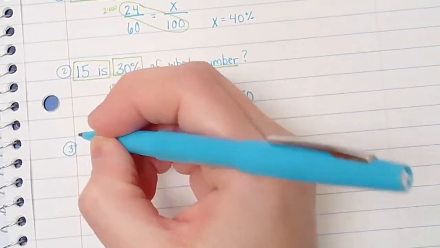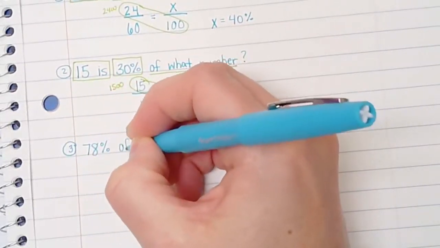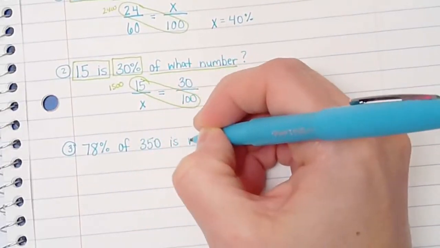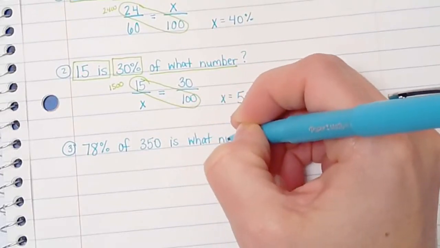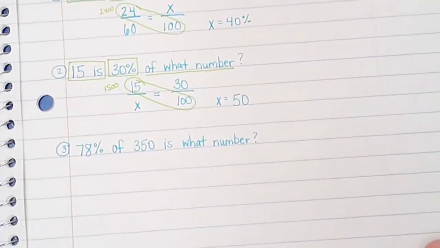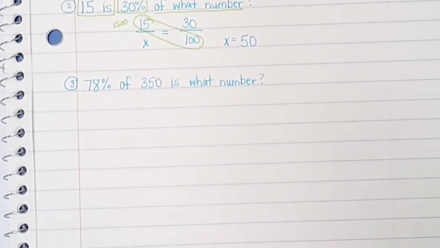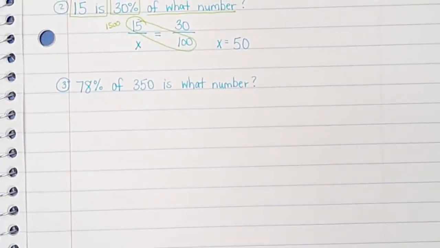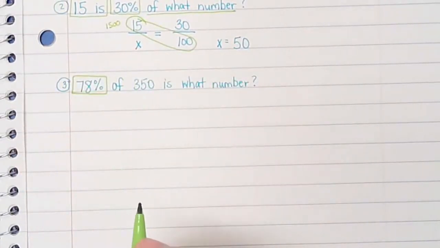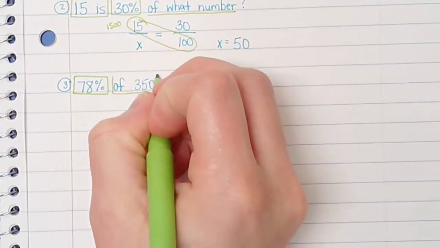78% of 350 is what number? Okay, you should be very excited when you see a percent sign because those are so easy to identify and figure out where they go. As soon as I see this percent right here, I know there's only one spot that can go in. Okay, I keep reading, I see of 350, and then I see is what number.